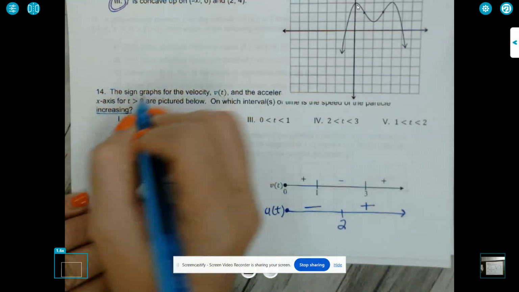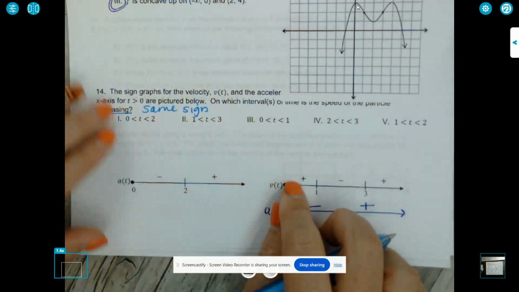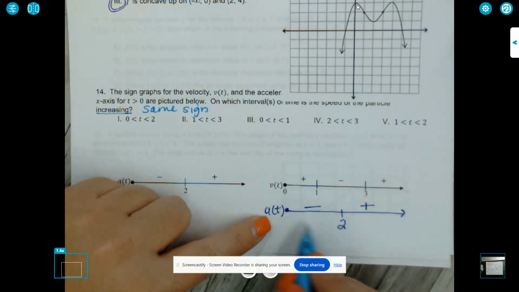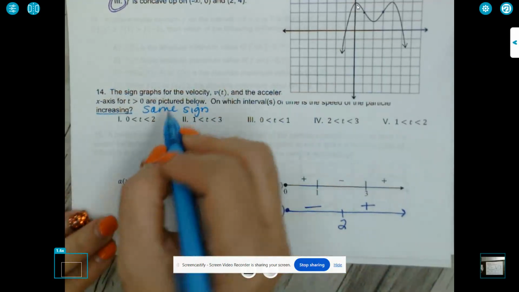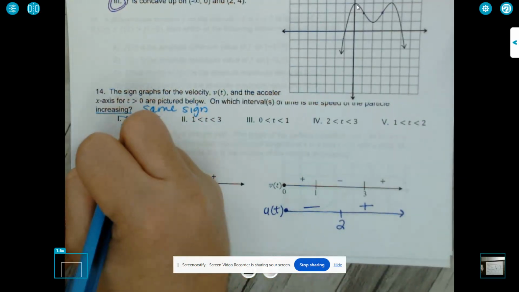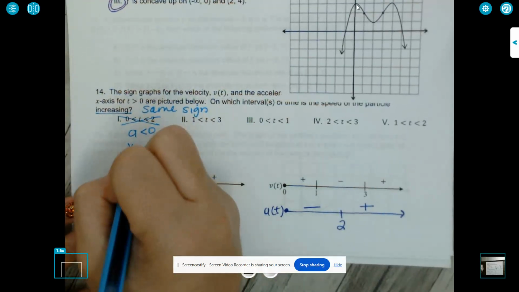So remember, for it to be increasing, the signs are the same. Okay, so from 0 to 2. All right, so from 0 to 2, our acceleration is negative the whole time, but we've got a sign change here, so that would not work. In other words, our acceleration is less than 0, but our velocity changes.